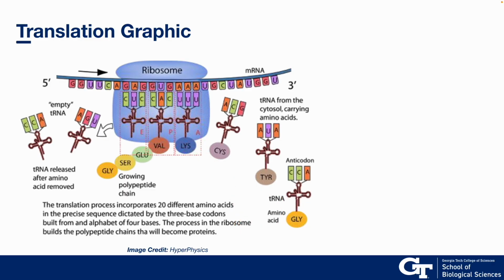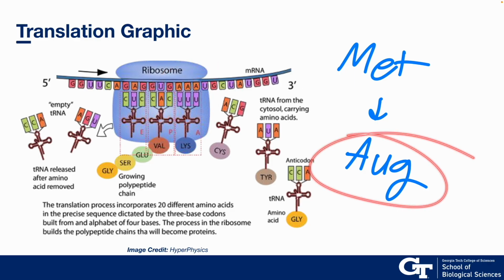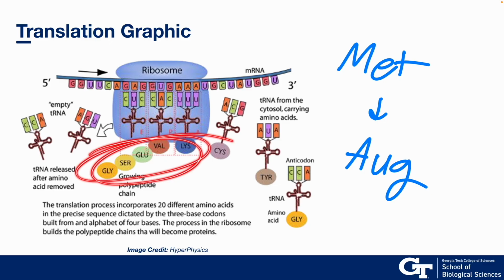And there's a little problem here to me. Why are we starting with UUU coding for lysine? What should we be starting with? Methionine, coded by what? AUG. So this graphic is a little bit wrong to me, right? Because we should be starting with a start codon. There should not be a protein chain that starts without methionine.